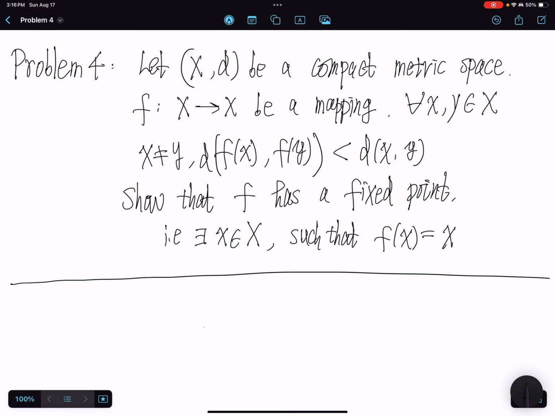Today we'll be working on the following problem. Let X be a compact metric space, and we have a mapping f from X to X, satisfying, for any two points x, y in X, the distance between f of x and f of y is strictly less than the distance between x and y. Show that f has a fixed point, meaning that there is x such that f of x equals x.